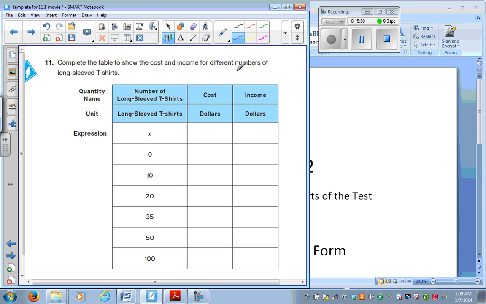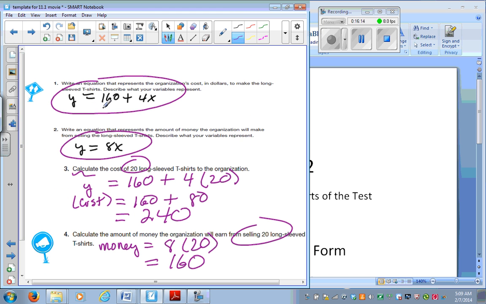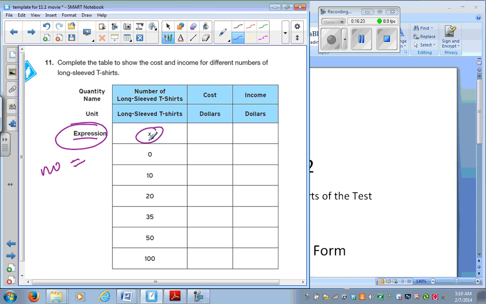So it says complete the table to show the cost and income for different numbers of long sleeve t-shirts. Right here it says expression. Remember that an expression is kind of the same thing as an equation, it just has no equal sign. So when we're saying X number of t-shirts, how much is that going to cost? Well, let's go back and look at our equation for our cost. It's $160 plus $4 times our number of t-shirts. So it's basically going to be this without the equal sign. So X number of t-shirts is going to cost us $160 plus $4 times our number of t-shirts.